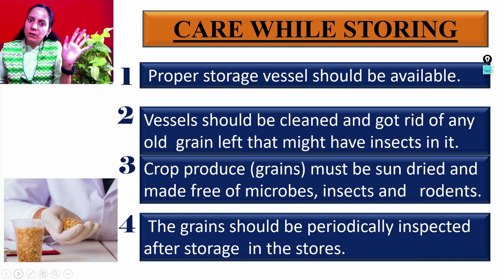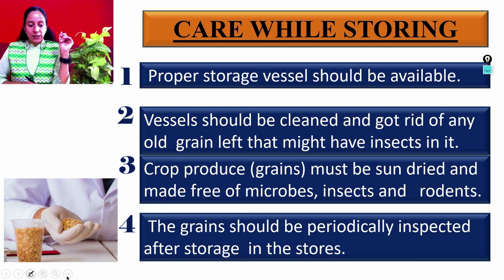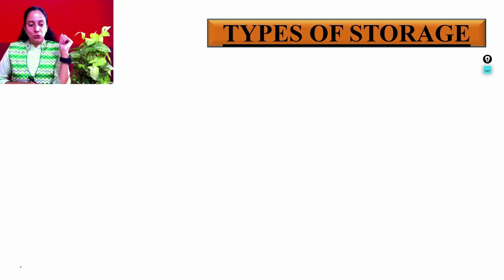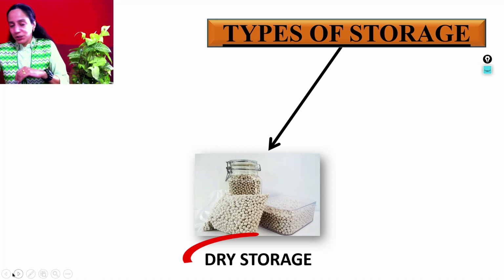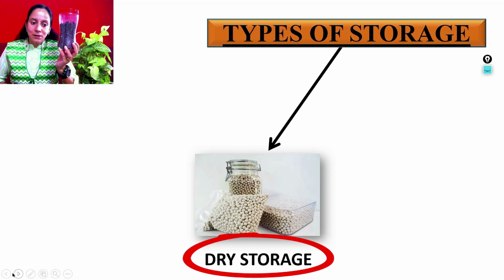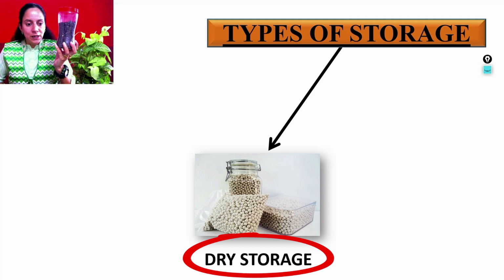Storage is not getting over with storage. उसके बाद भी periodically grains को check किया जाता है. Types of storage. I told you some special container चाहिए या place चाहिए. तो what are those? Dry storage. हमने container में अपना pulses है या grains हैं sun dry करके store कर ली.